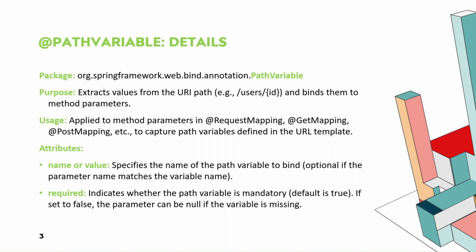If you look at the details, this annotation is available from the org.springframework.web.bind.annotation package. The purpose is to pull the variables as parameters in a function. Mostly we use it with RequestMapping or GetMapping or PostMapping. Yes, we can use it with PostMapping also.